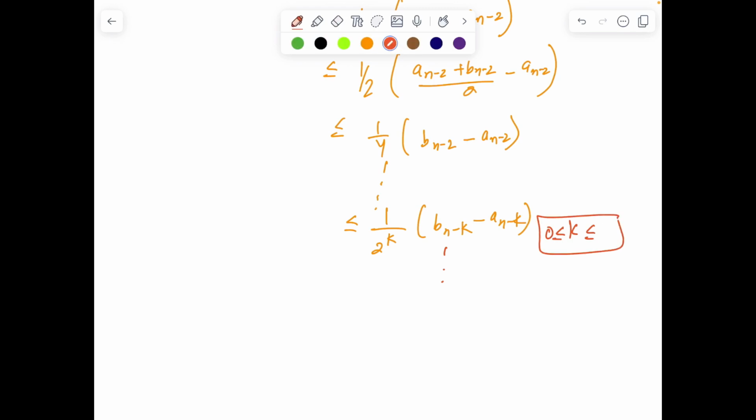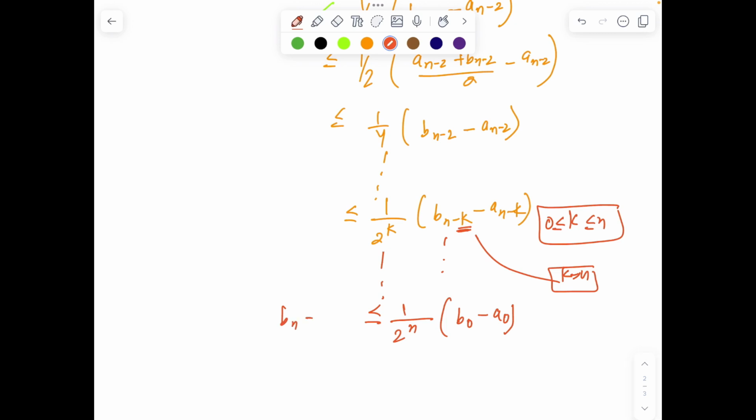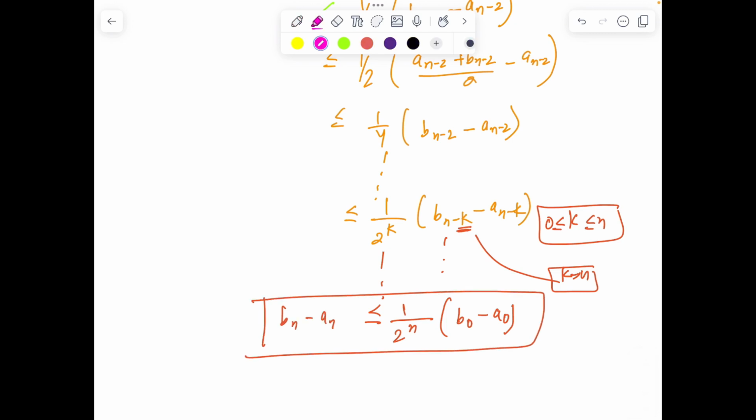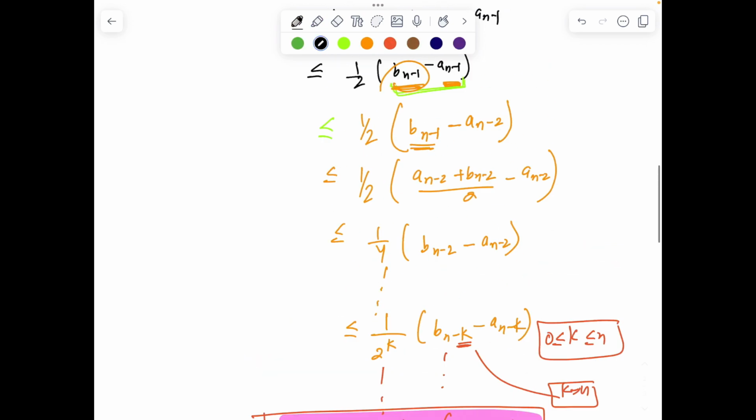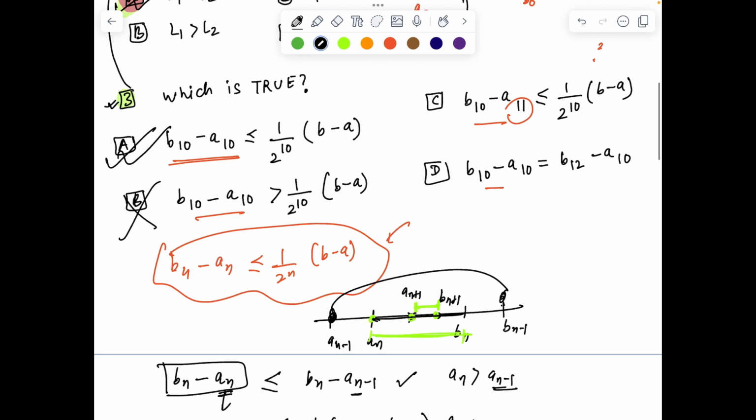So one day this will descend down, and for the value of k, if I take k equals n, they will go to the base case: 1/2^n times (b0 minus a0). And that's fantastic, because this gives us that the sequence b_n minus a_n is less than or equal to 1/2^n times (b0 minus a0). Okay, so with this we have already proved the first option, and clearly the second option is wrong.